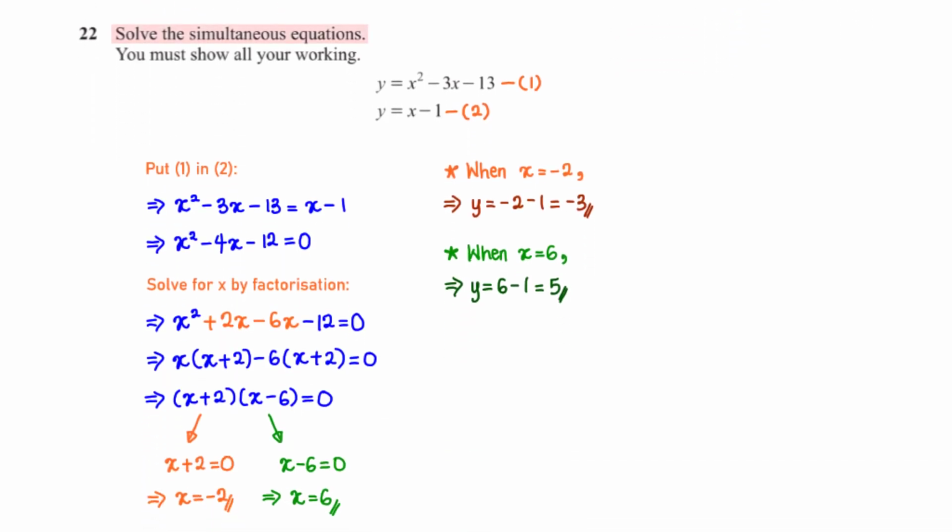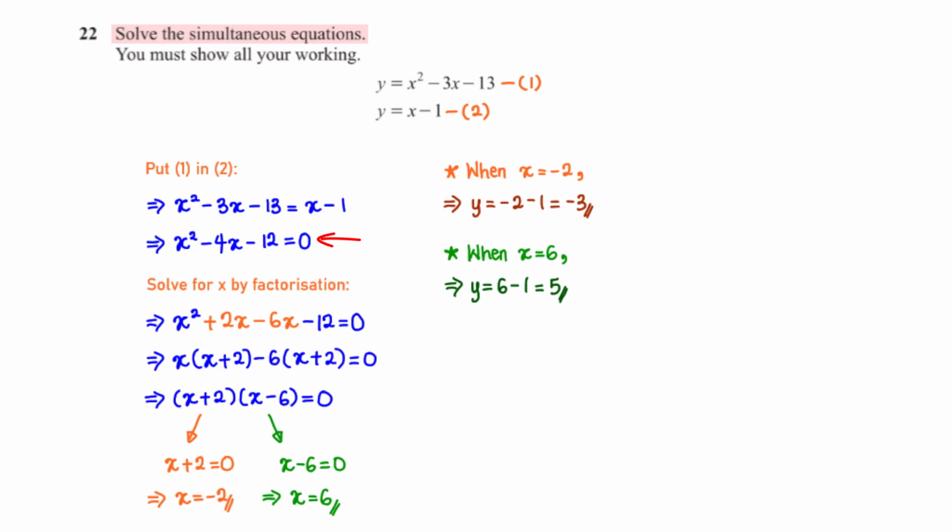Solve the simultaneous equations. You must show all your working. First, let's label the given equations. When we substitute equation 1 into equation 2, this is what we have. When we move all the terms to one side of the equation and group like terms, we have x squared minus 4x minus 12 equals 0.